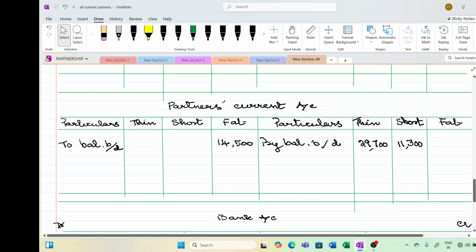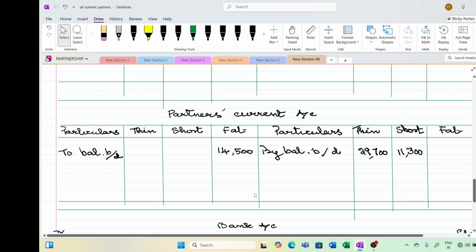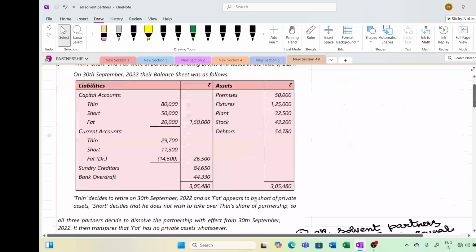So I put the balance brought down on the debit side. For others, I have put it on the credit side. I think it's clear up to this. Now, the sundry creditors and bank overdraft is a liability.